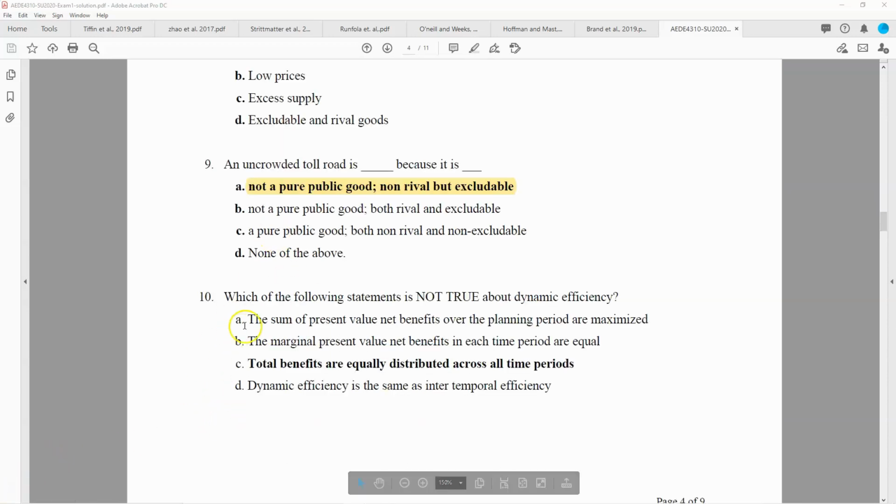And question 10, which of the following statements is not true about dynamic efficiency? Only C is incorrect because it states the total benefits are equally distributed across all time periods. But when we talk about dynamic efficiency, we want to equalize the present value of net benefits across all time periods, not the total benefits. So C is not correct.